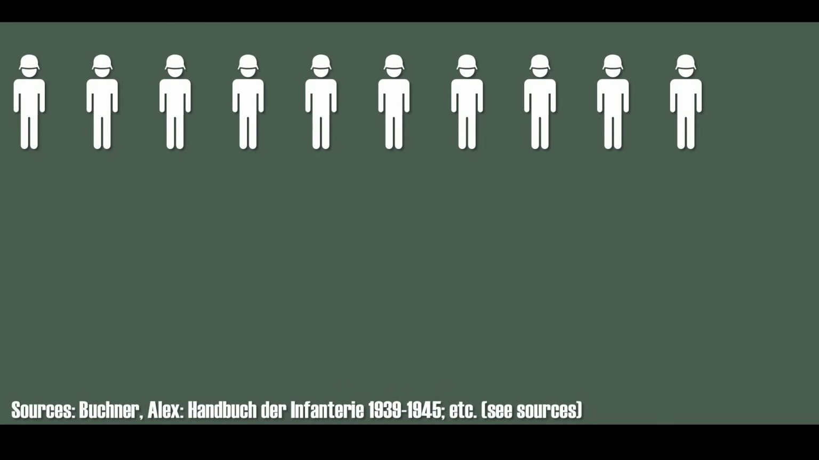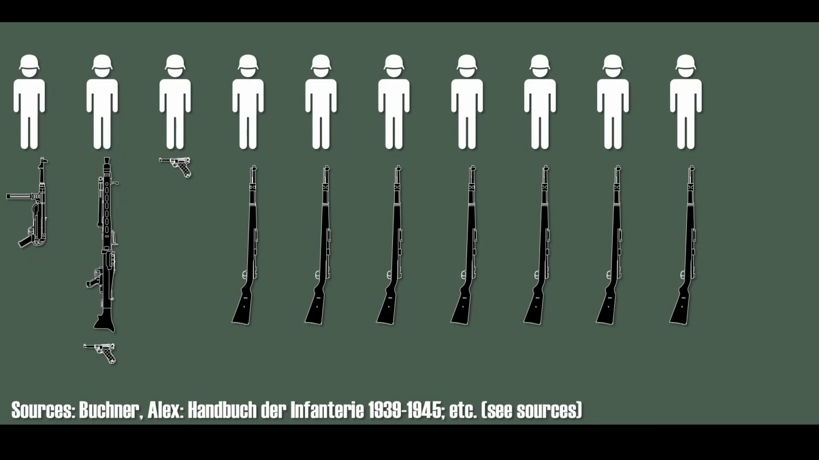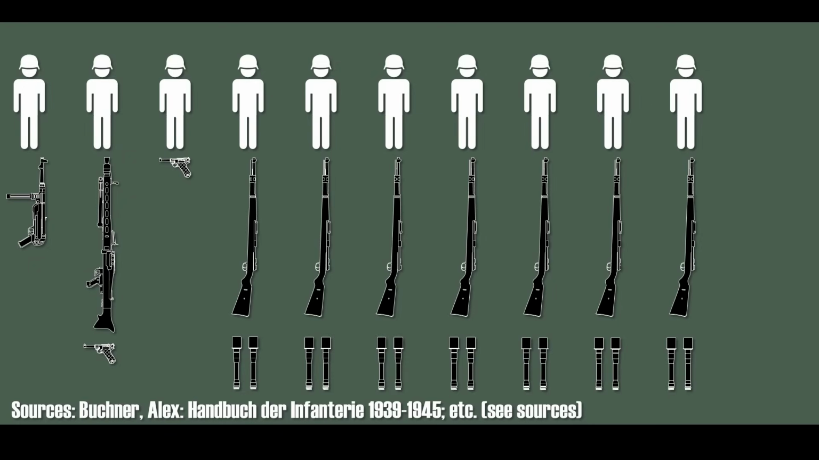Hence, in total, the squad had 1 light machine gun, 1 submachine gun, 2 pistols, 7 rifles, and several hand grenades, which were issued depending on the situation.